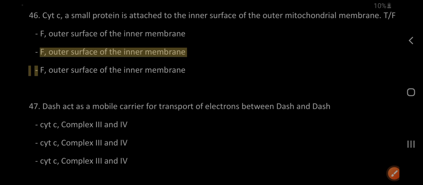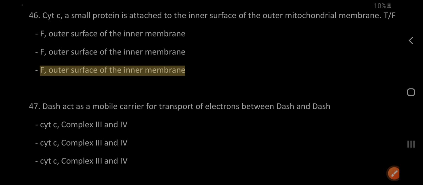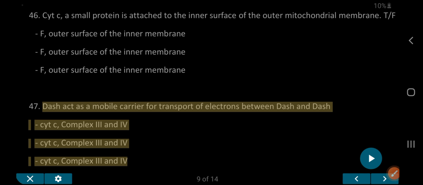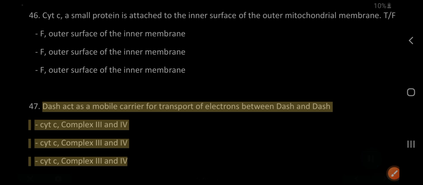47. Dash acts as a mobile carrier for transport of electrons between dash and dash. Cytochrome c, between complex III and IV.